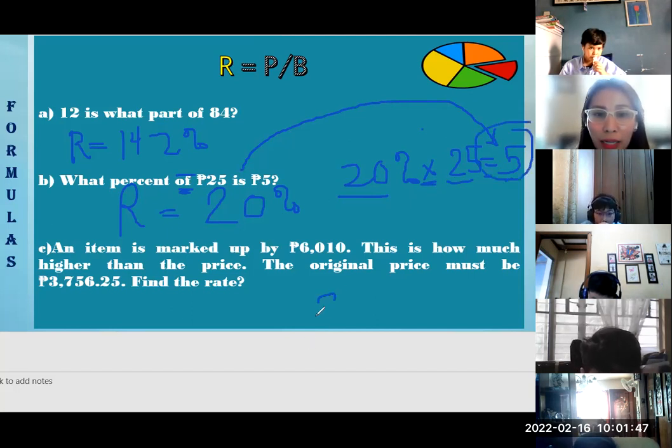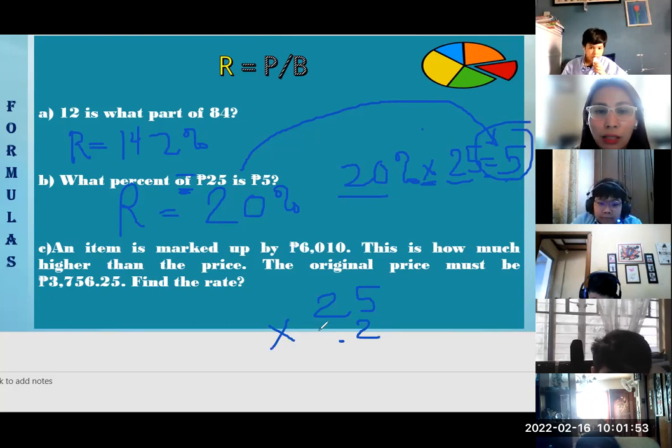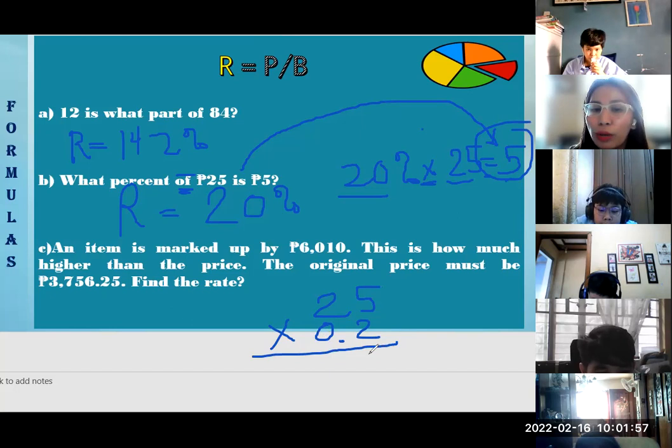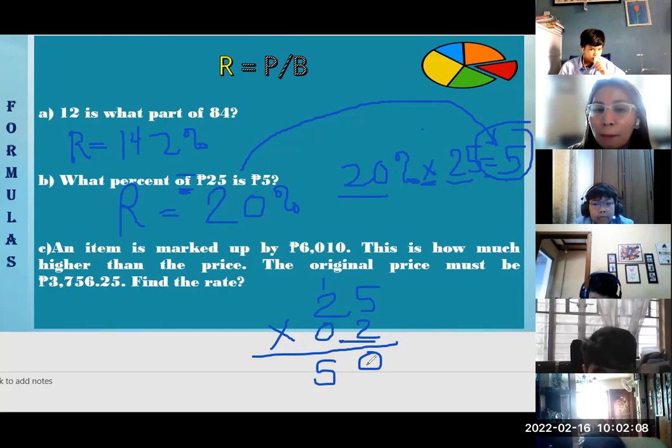So, pwede rin naman natin, 25 times 0.2. So, 5 times 2, we have 10. And then 2 times 2, it's 4 plus 1, we have 5, and then count the decimal places, isa lang po, ganyan. So, 5.